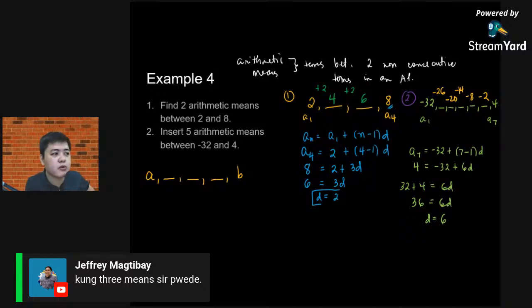Pag gusto mong kunin to, yung gitna, you can just get the average of A and B. So, makukuha mo to. A and B. So, this is A plus B over 2. Okay? Tapos, to get the other one, itong nasa baba, itong kasunod ng A, you'll get the average of A and A plus B over 2.